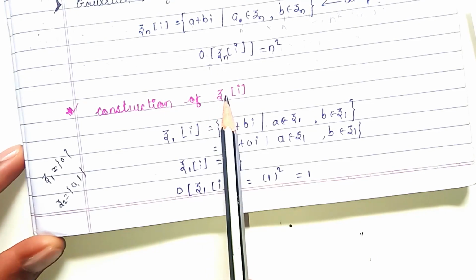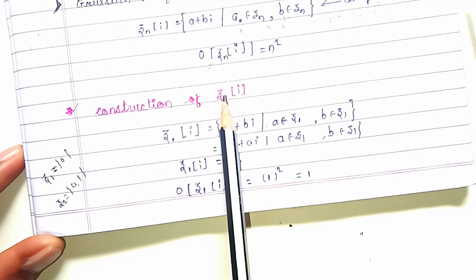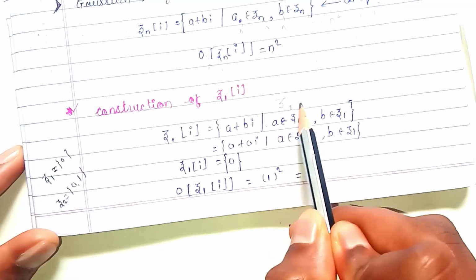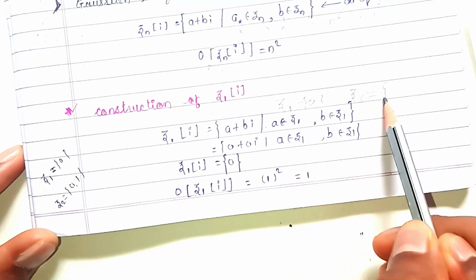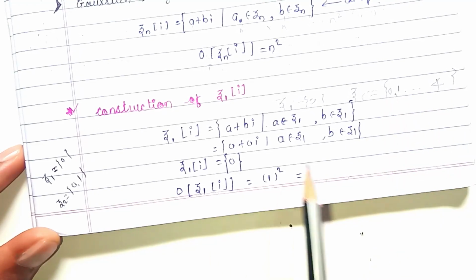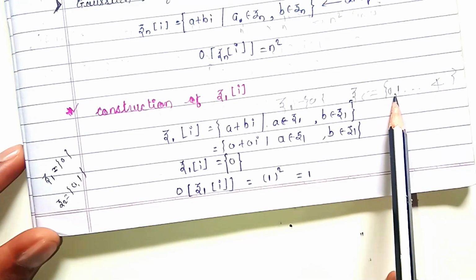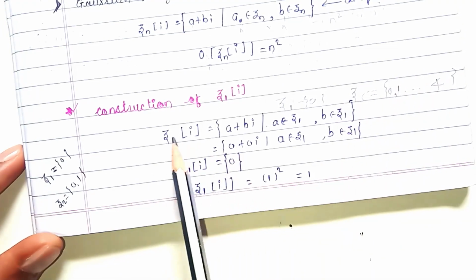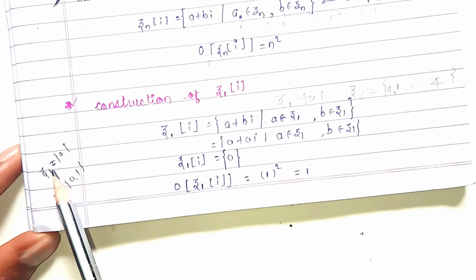Construction of Z_1[i] means how many elements are in Z_1. Z_1 does not involve 1; it involves only 0. So Z_1 contains only the element 0. If we want Z_5, the elements start from 0 and end at 4, because when we take modulo, 5 becomes 0 under Z_5. This is the way to find the elements of Z_n. So Z_1 contains only the singleton element 0.